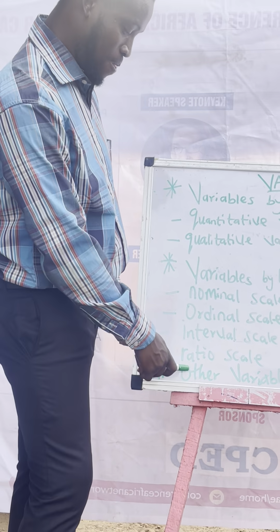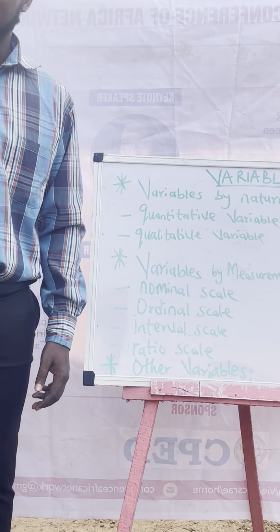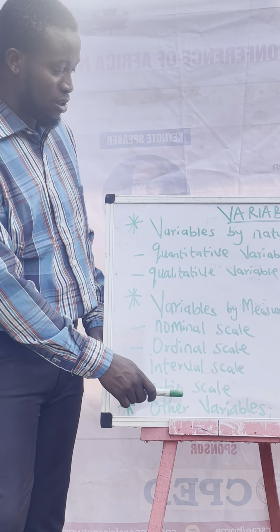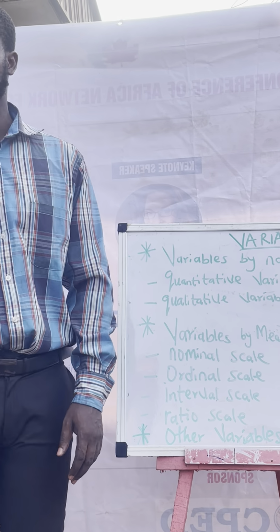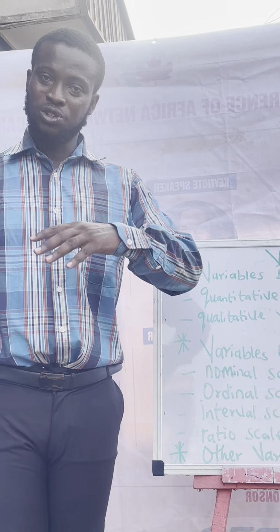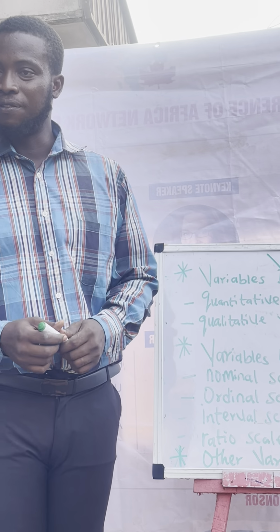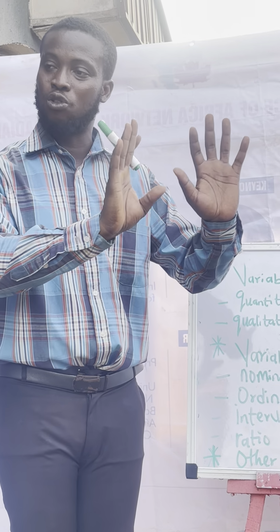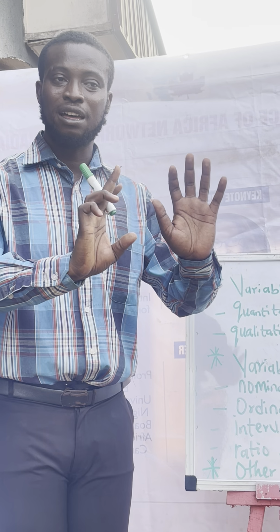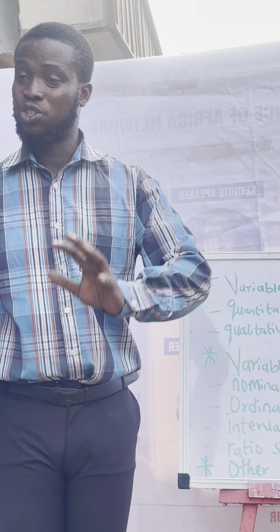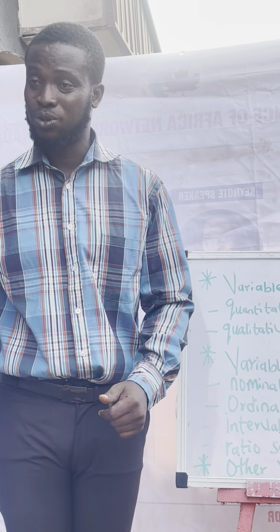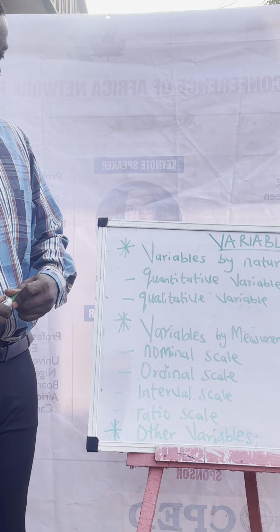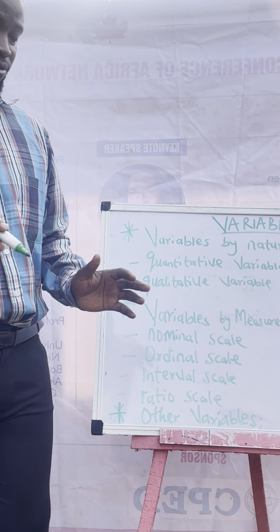Then other variables. Although at times people will categorize these other variables based on roles, I just want to leave it plain. Let us separate them. They don't confuse us because they're almost like the controllable and confounded variables that we discussed in the variables by roles. Examples of other variables which we want to look at today is the extraneous variable.